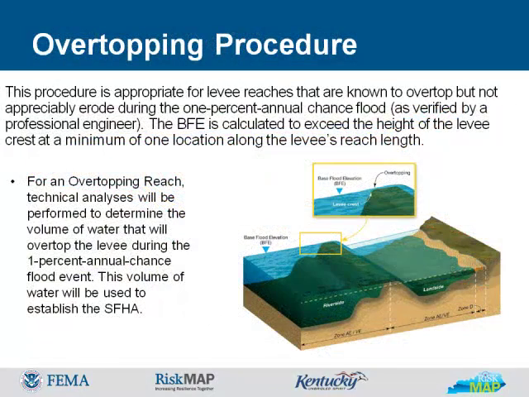The overtopping procedure is appropriate for levee reaches that are known to overtop but not appreciably erode during the 1% annual chance flood as verified by a professional engineer. The BFE is calculated to exceed the height of the levee crest at a minimum of 1 location along the levee's reach length. For an overtopping reach, technical analyses will be performed to determine the volume of water that will overtop the levee during the 1% annual chance flood event. The volume of water will be used to establish the special flood hazard area.